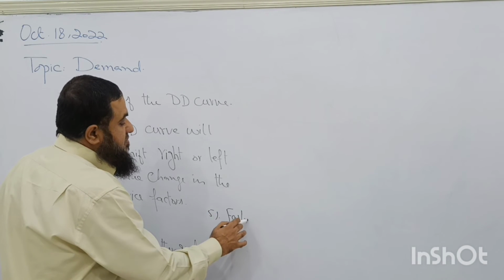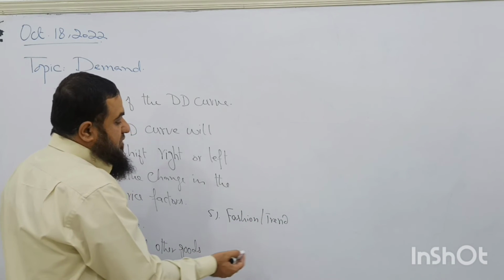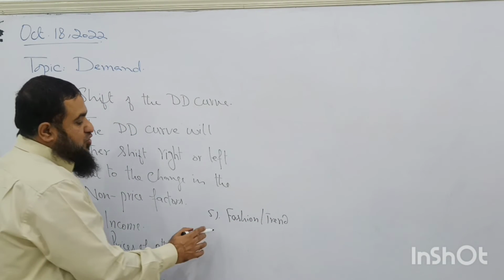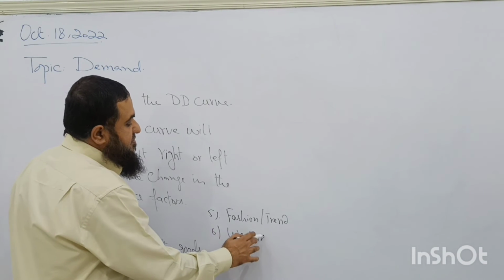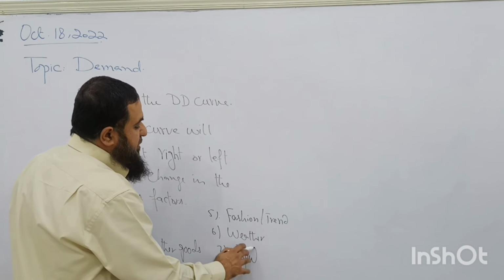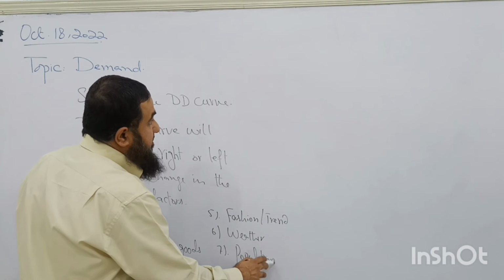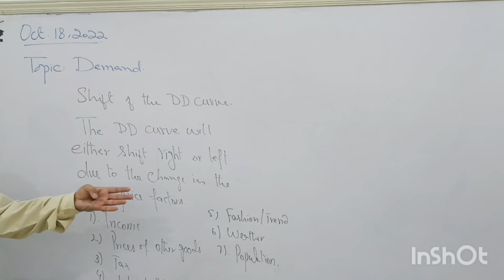fashion, trend, and you can see the habit of the consumers, or you can see the weather conditions. And the seventh one can be the size of population increases over the period of time. So when any of these factors or any other factor other than this is going to change, there will be the shift of the demand curve.